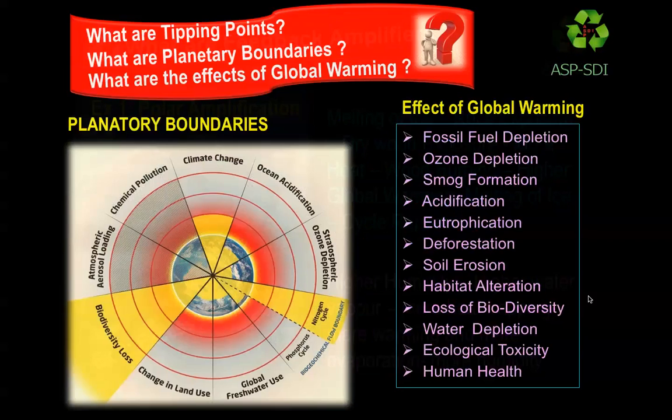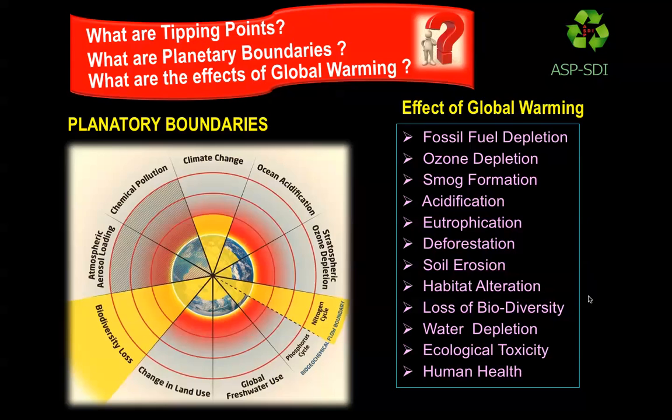And the next important thing in the definitions is what exactly the planetary boundaries are, what the effects of global warming are, and what the tipping points are. The graph you see on your screen is the planetary boundary graph, which tells us which are the eco indicators, that is, the 11 eco indicators. What you see are the important 11 indicators considered by the United Nations, for example, climate change and biodiversity. The red zone of the concentric circles is actually the dangerous zone.